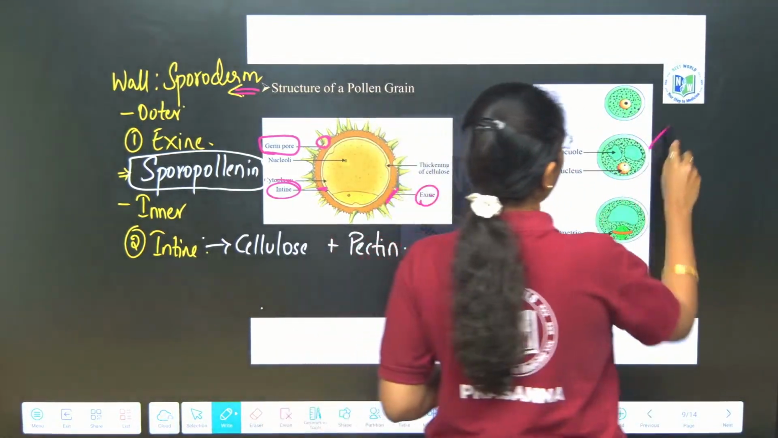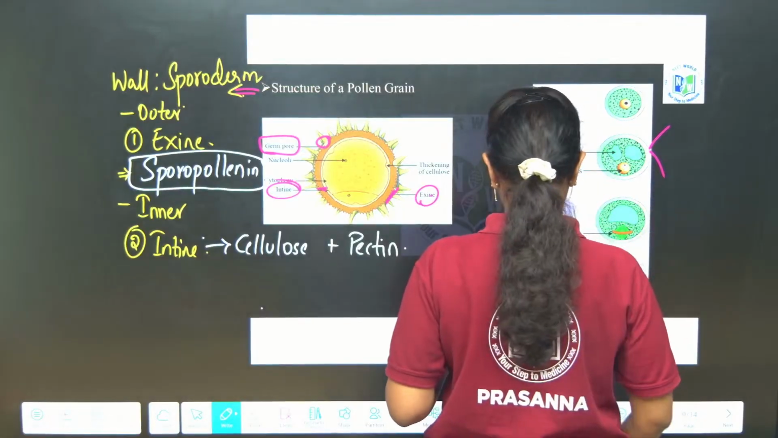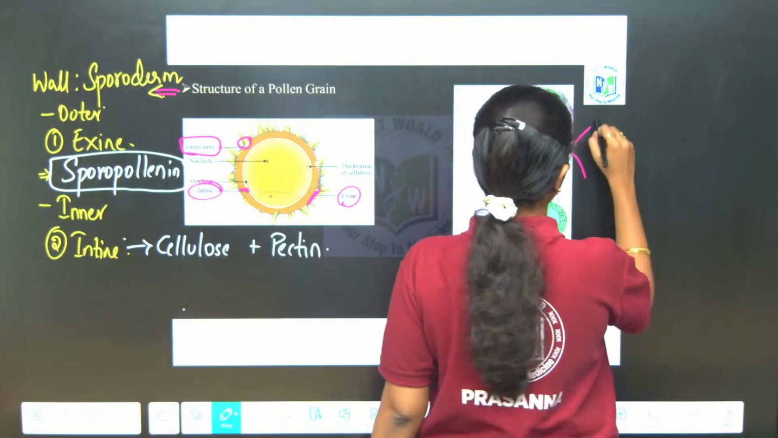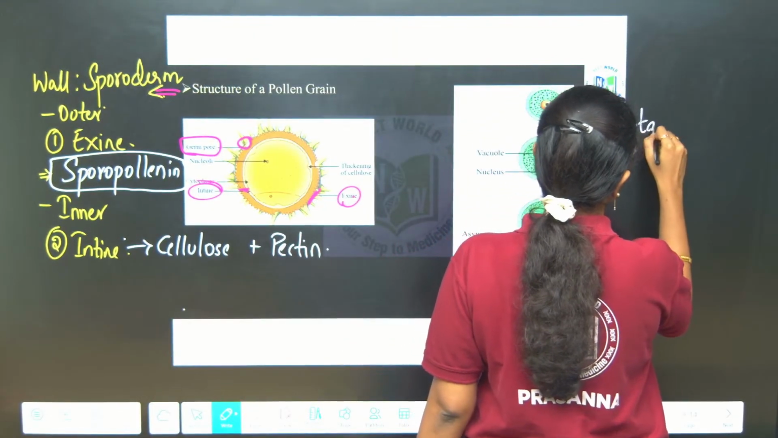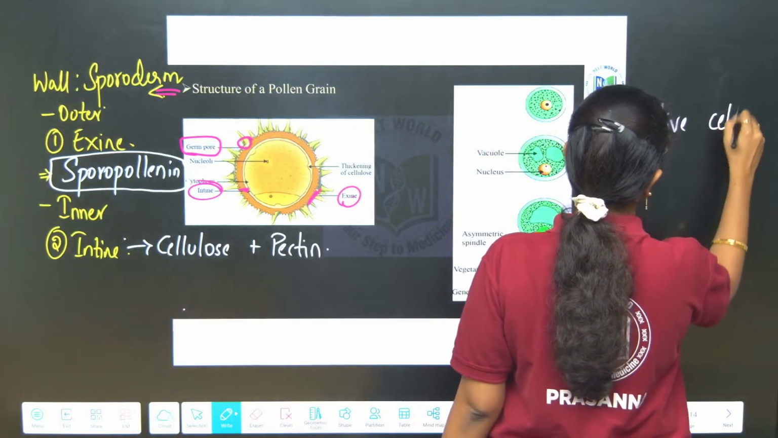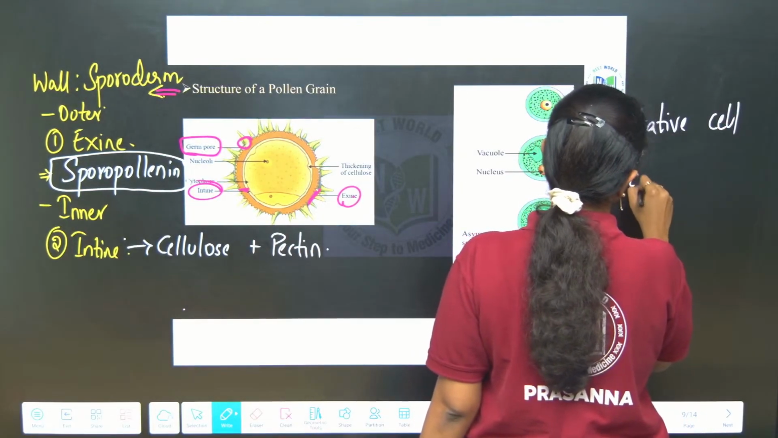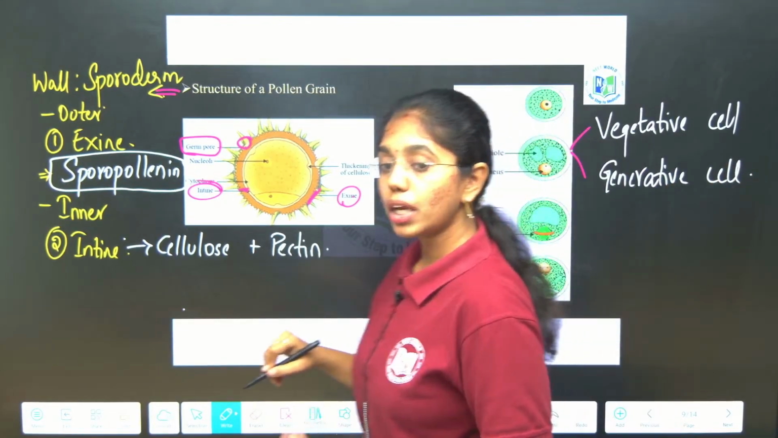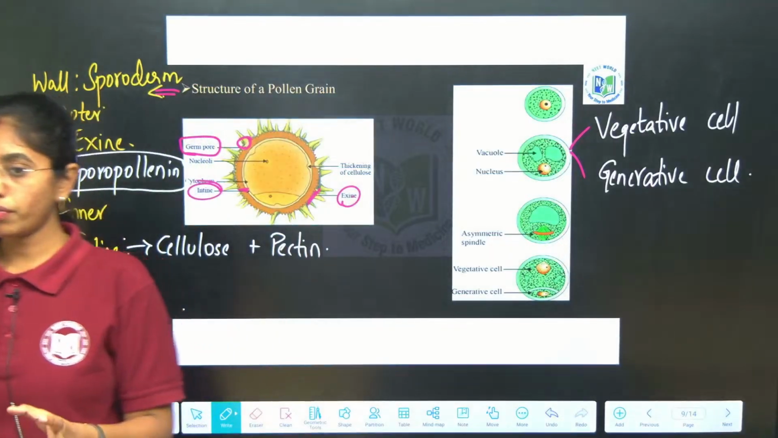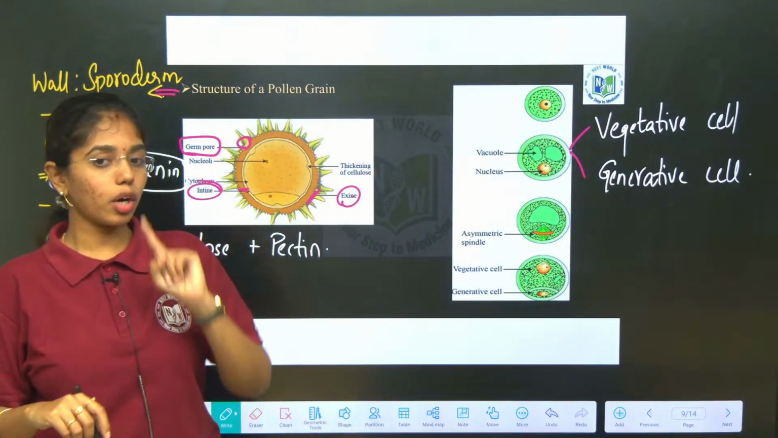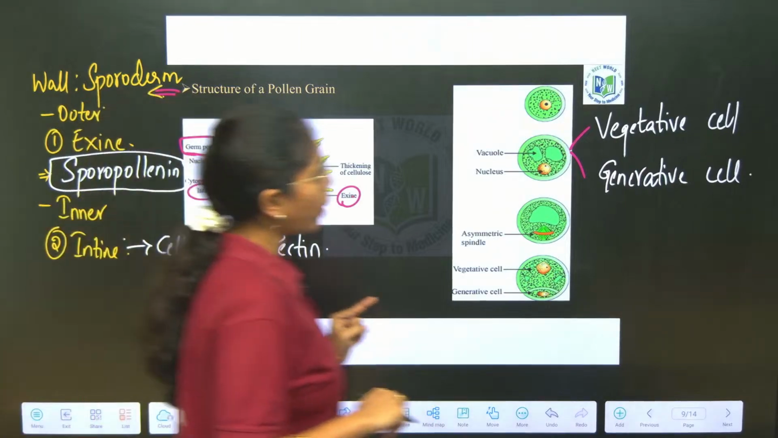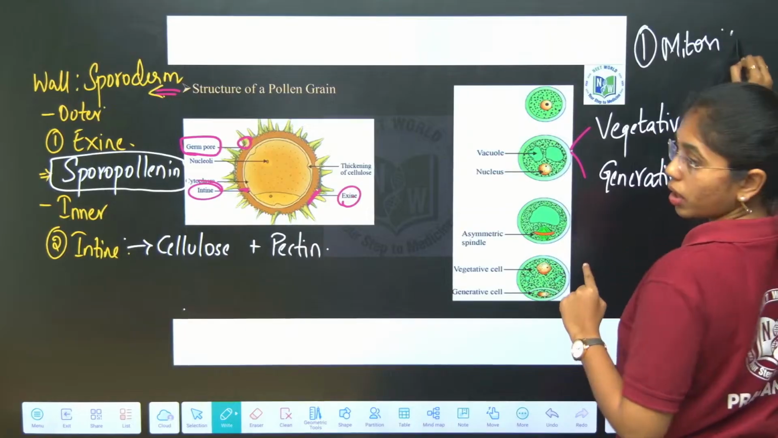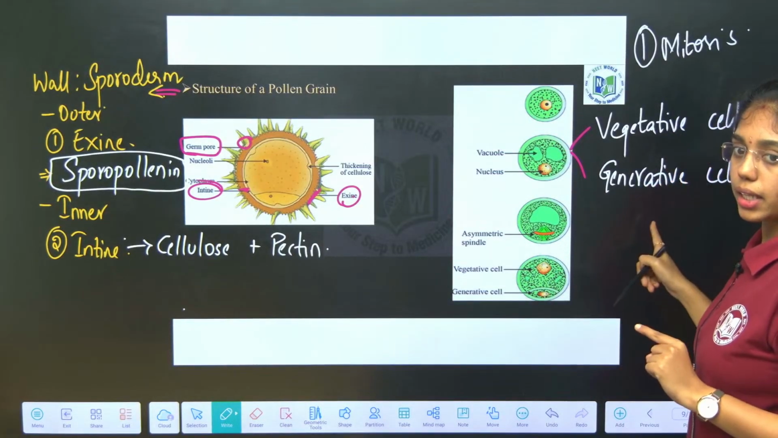A pollen grain will have a vegetative cell and a generative cell. What does it mean? Even before the release of the pollen grain, at the time of release, inside the pollen grain, one mitotic division will happen. One mitotic division will form two daughter cells. One is the vegetative cell and the other is the generative cell.